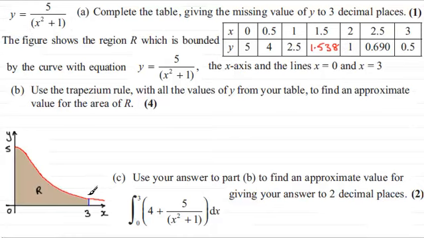Okay, so now it goes on to say that the figure here shows the region R, which is bounded by the curve with the equation y equals 5, all divided by x squared plus 1, the x-axis, and the lines x equals 0 and x equals 3. And what we've got to do in part B then is to use the trapezium rule with all the values of y from the table to find an approximate value for the area of R for 4 marks. So again, if you'd like to have a go at this and haven't done so already, just give you a moment then to pause the video.